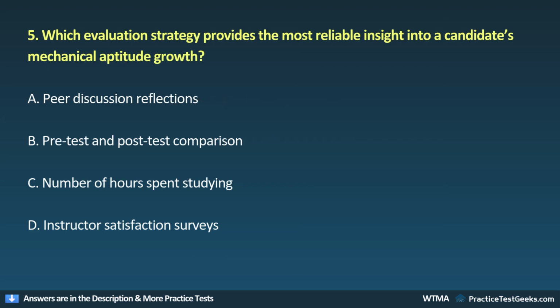5. Which evaluation strategy provides the most reliable insight into a candidate's mechanical aptitude growth? A. Peer discussion reflections. B. Pre-test and post-test comparison. C. Number of hours spent studying. D. Instructor satisfaction surveys.